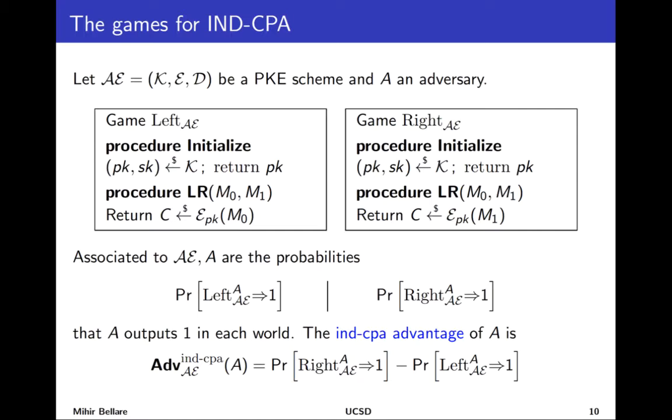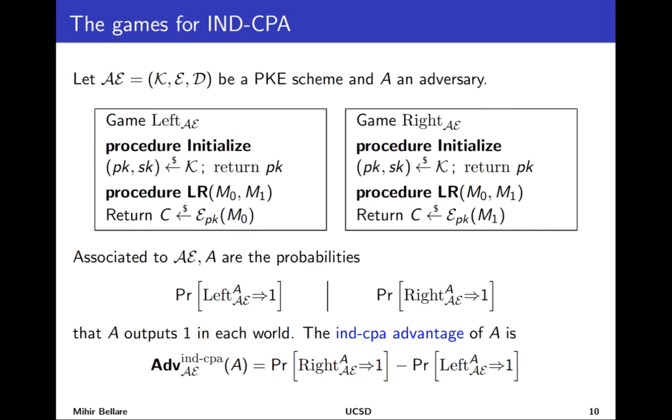Okay, so now the adversary goes to this left or right oracle and makes queries. It can ask whatever messages it wants, it can do so adaptively, and then it eventually decides, okay, I think I know whether you're encrypting the left or the right message. I think I know which game I'm playing. And it will output a 1 to indicate I think I'm in the right world, and a 0 to indicate I think I'm in the left world.